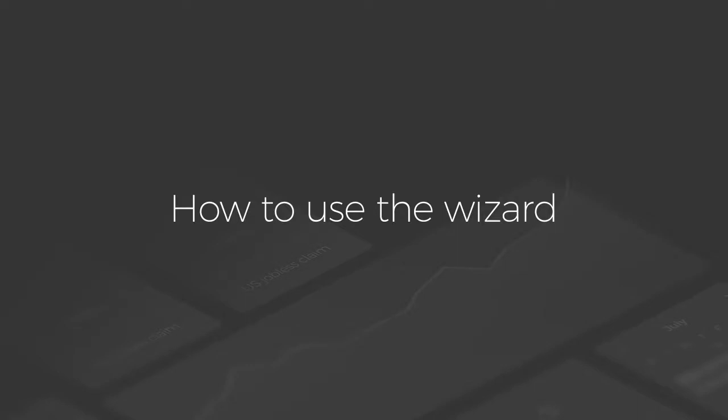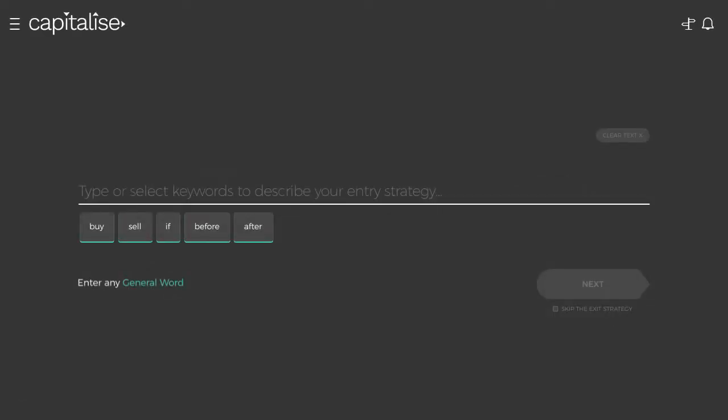How to use the wizard. Start building your entry strategy using the words suggested below the text field. Use the keyboard's down button or tab button to navigate to the first suggestion, along with the side arrows to explore the suggestions, and hit the Enter key to add a word to your sentence.